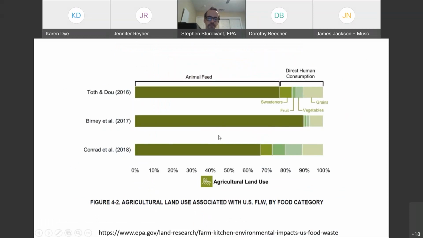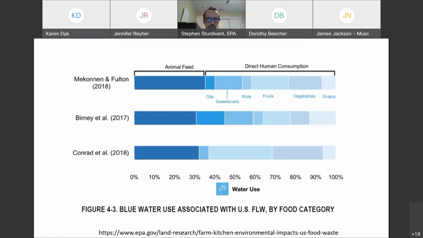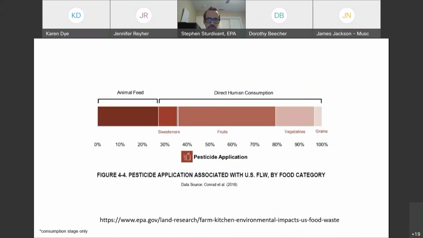So there's a similar story with agricultural land use. You see the land use distributed by food category, and this is the food that we waste. Okay, we've got here one for fertilizer. We've got water use and pesticides.